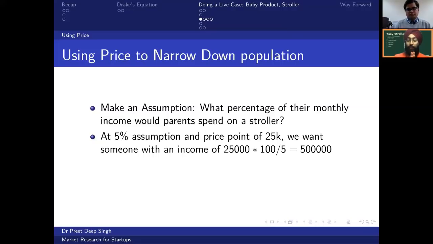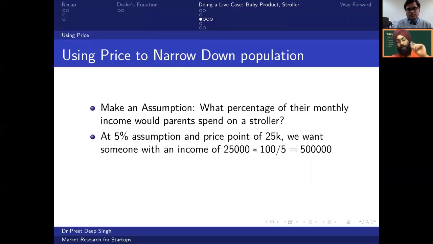at a price point of 25K, we take a 5% assumption, right? That somebody would spend 5% of their monthly income on a stroller. This might seem a little less to you. This might seem more to you. It's totally up to you. You will create an entire matrix of these options of low, high price points, different monthly income assumptions.